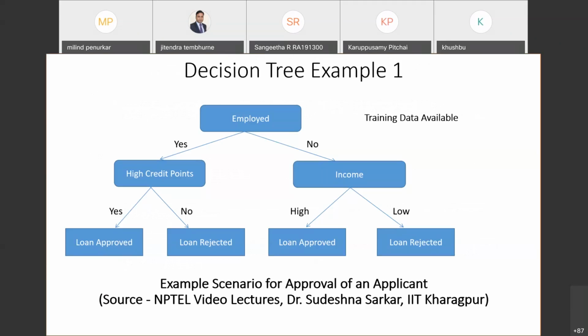We have an example scenario here where I have my training data available. What is there in the training data? The training data has the information about whether a loan has been approved or not approved for a particular applicant, but then I should have data available. The data that would be available is whether the person is employed or not employed. Then if employed, whether there are high credit points or low credit points. And if the person is not employed, then we have the income of that particular person.